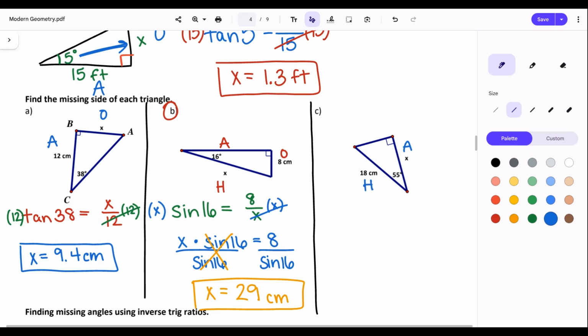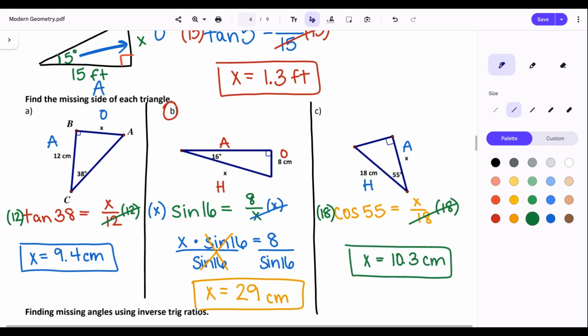Good. So what function are we using on this one? Cosine. So cosine 55 would be equal to x over 18. And how did you solve it? Good, times 18. Okay. And so what'd you get here for x? Good, 10.3 centimeters. Very good. All right. Any questions on how to set up those triangles when you're solving for a side?